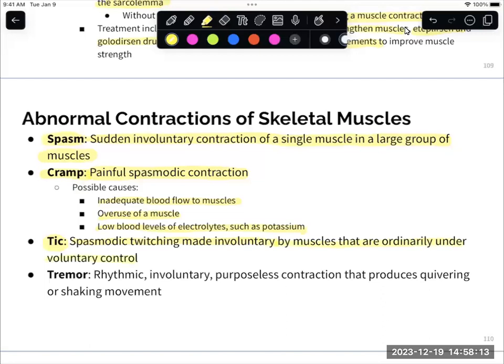A tremor is a rhythmic, involuntary, purposeless contraction that provides a shaking movement. You usually see tremors in people's hands where they have this slight shake going on in their hands when they're trying to do something. That's an intention tremor. Resting tremor is when they're just sitting at rest and their hands are shaking.